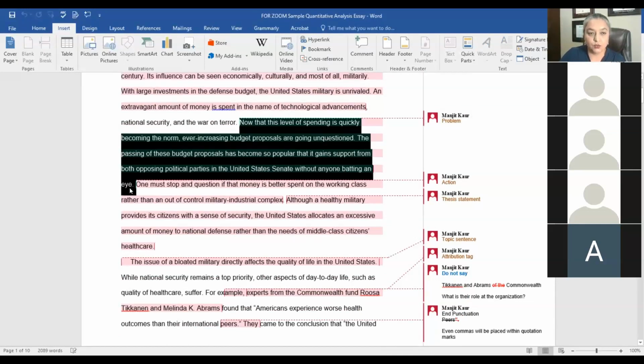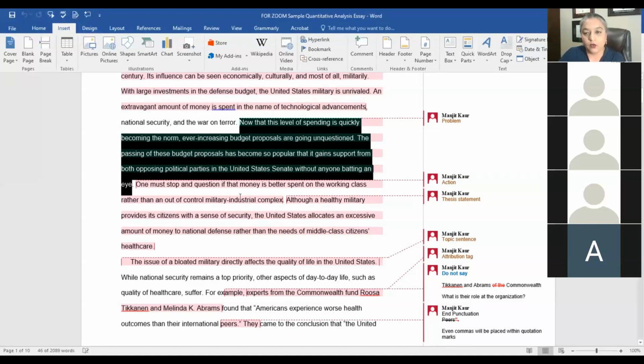What is the issue? Why is the author trying to discuss this matter? "Now that this level of spending is quickly becoming the norm, ever-increasing budget proposals are going unquestioned. The passing of these budget proposals has become so popular that it gains support from both opposing political parties in the United States Senate without anyone batting an eye."